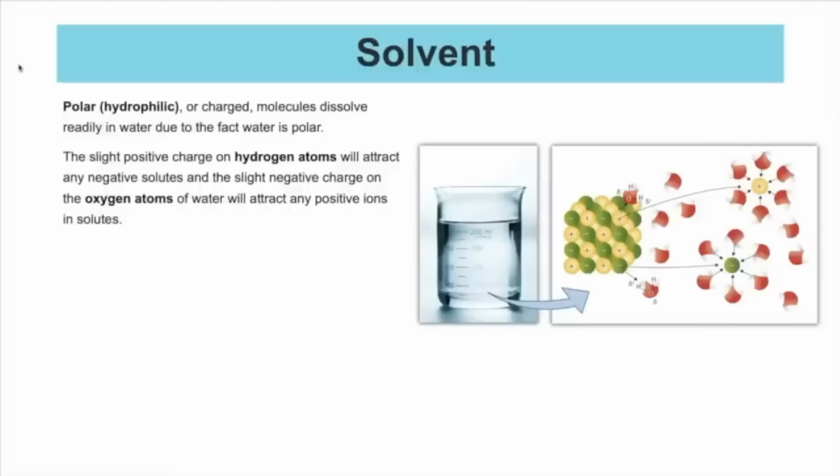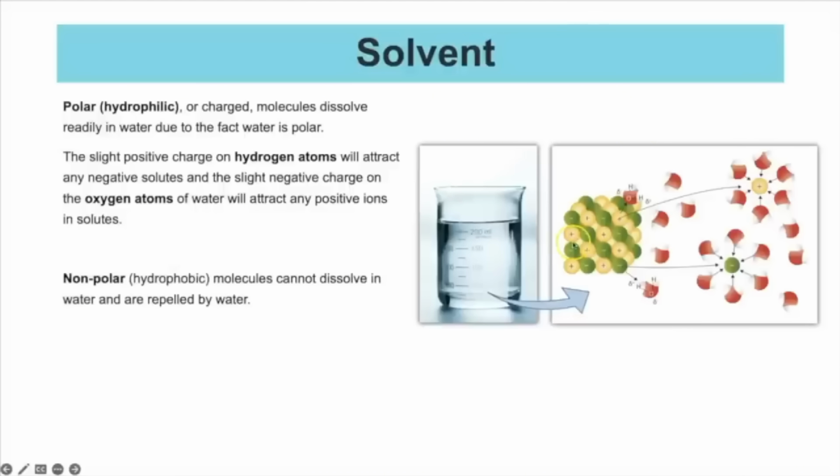Because water is a polar molecule, that means that it can also interact with other polar molecules. And the reason for this is the slight positive charge on the hydrogen atoms will attract any negative solutes that have dissolved, and the slight negative charge on the oxygen atoms of water will attract any positive ions in the solutes. So if we think about, for example, sodium chloride, the chloride would be negative, the sodium would be positive, and that is why it dissolves so readily in water.